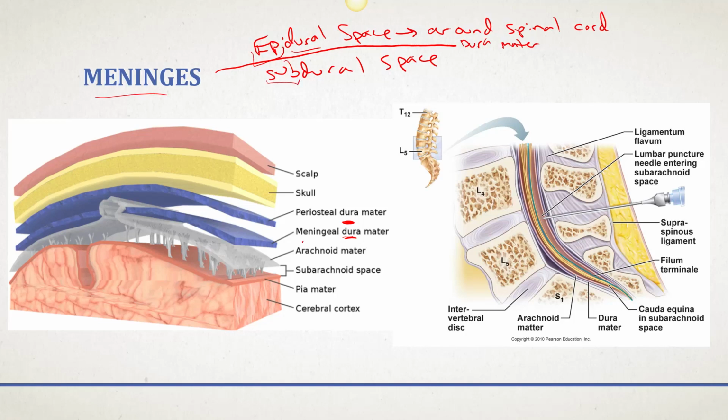Sub means underneath. If you've watched any episodes of Grey's Anatomy or any medical show, I'm sure you've heard of subdural hematomas before. So hematoma, that's just basically a blood clot, and this is where they tend to happen if we have any type of cranial injury. So subdural space. And then we have our next major meninge, the arachnoid mater.